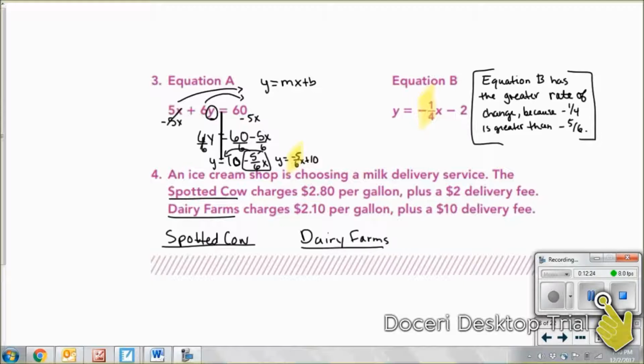All right, so let's see what we know about the Spotted Cow. We know that they charge $2.80 per gallon, plus a $2 delivery fee. Okay, so really, if you think about it, they've set up our equation for us. They've said that the Spotted Cow, so that's like Y, equals $2.80 per gallon, so that's X, plus, it even says it right in the problem, plus a $2 delivery fee. So there's that equation. Okay, so I'm going to give you about 10 seconds. I want to see if you can write the equation for Dairy Farms.